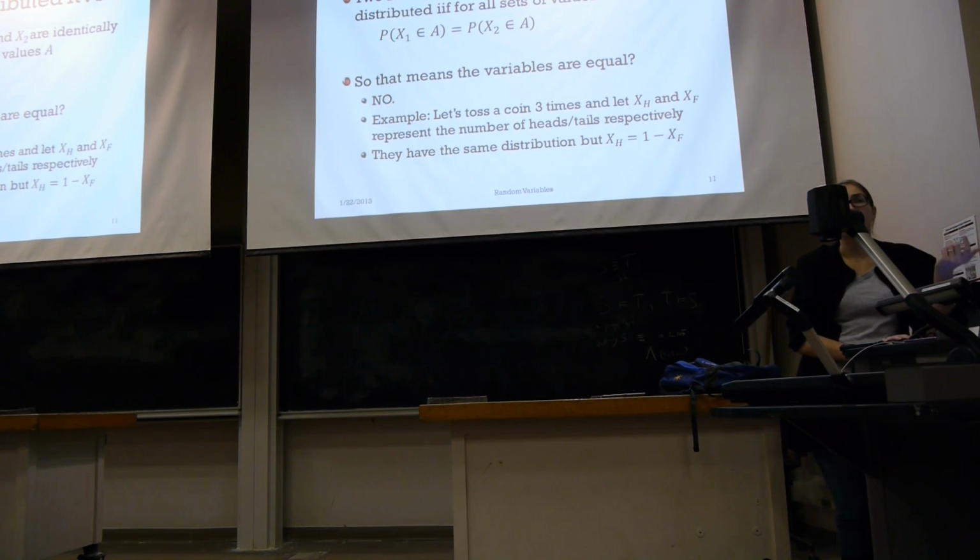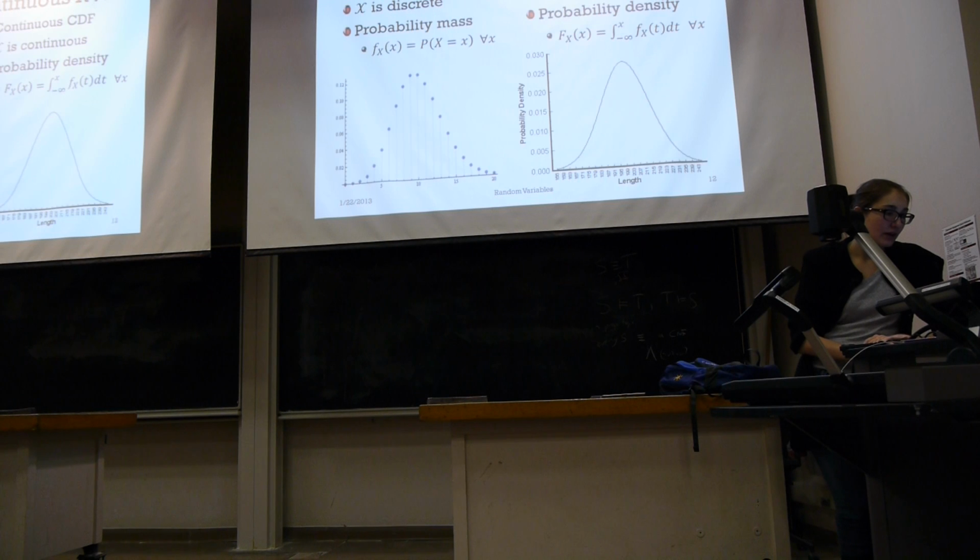Clearly, if I flip a coin 10 times and I sum the number of heads that I get and the number of tails that I get, I'm not going to get the same number unless they're like 5 and 5, but usually it's going to be something else. So the variables are not equal by any means. However, they do have the same distribution. It's equally likely that you'll get a head as that you'll get a tail, so it's going to be a Bernoulli either way. It's just that the variables themselves aren't equal.